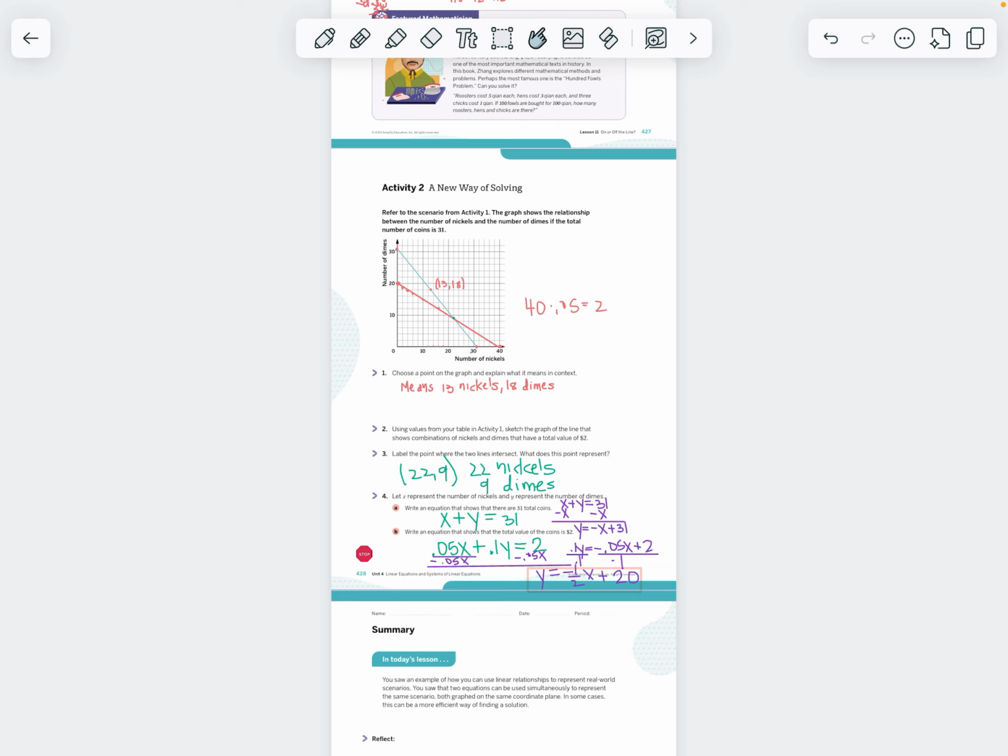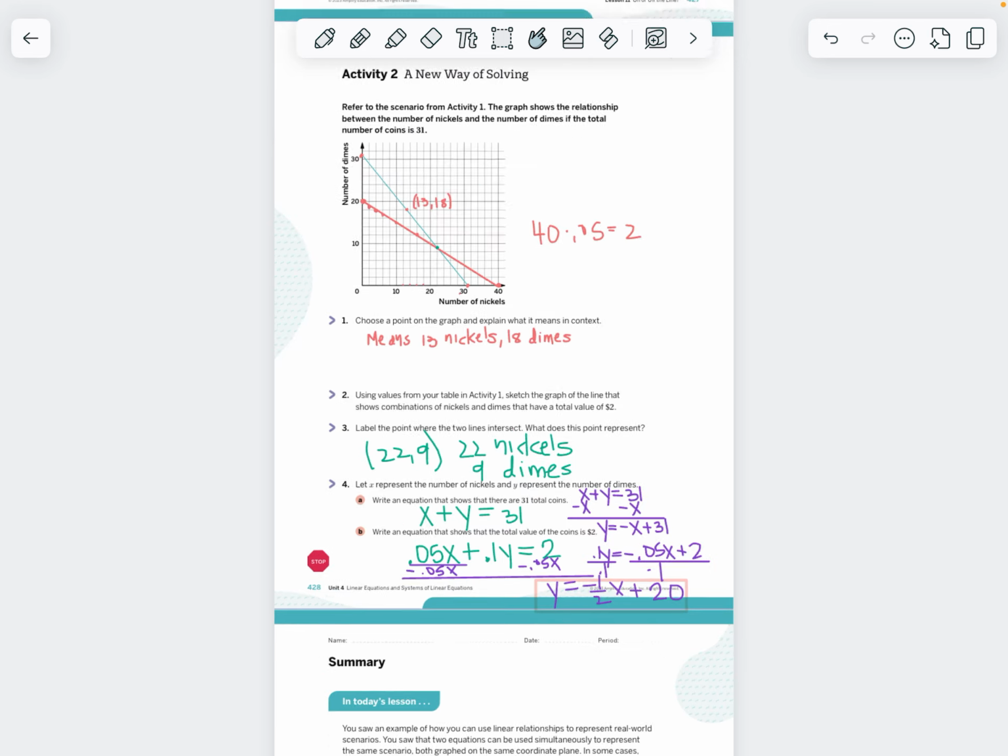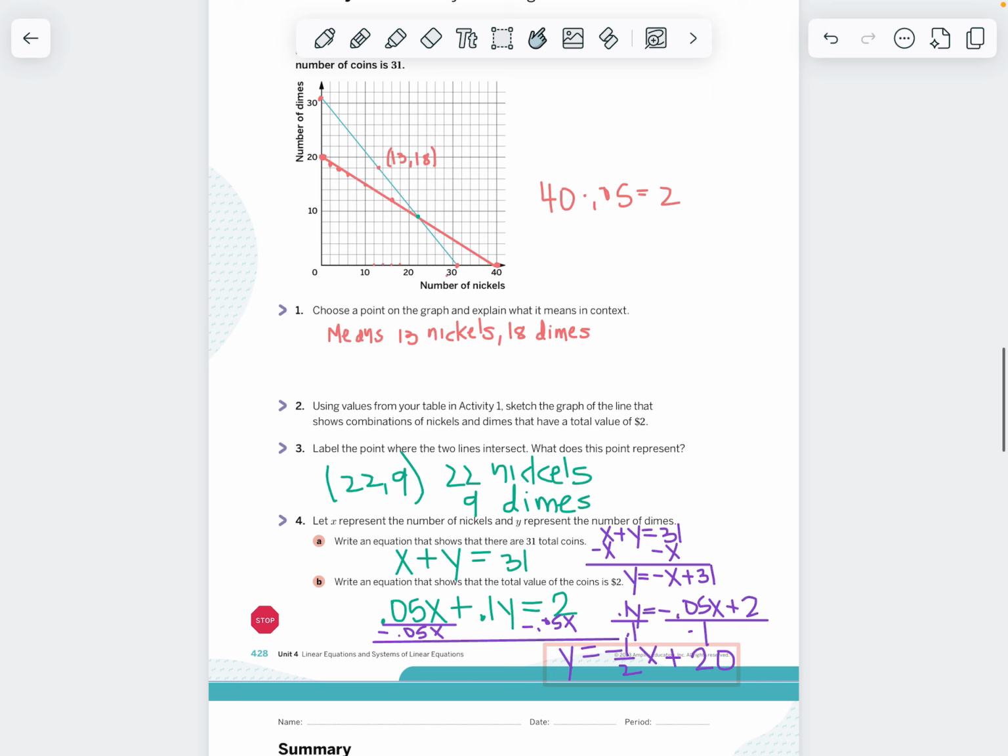A lot of connections to make here through this lesson, but hopefully you can see that everything we've been doing with y equals mx plus b is showing you how to satisfy the two rules of equaling $2 and 31 coins total without guessing and checking in a table. You're actually graphing the equations, which we call a system of equations. And the point on the graph, 22, 9, is the actual answer to how many nickels and dimes you need to get both of those rules to work.